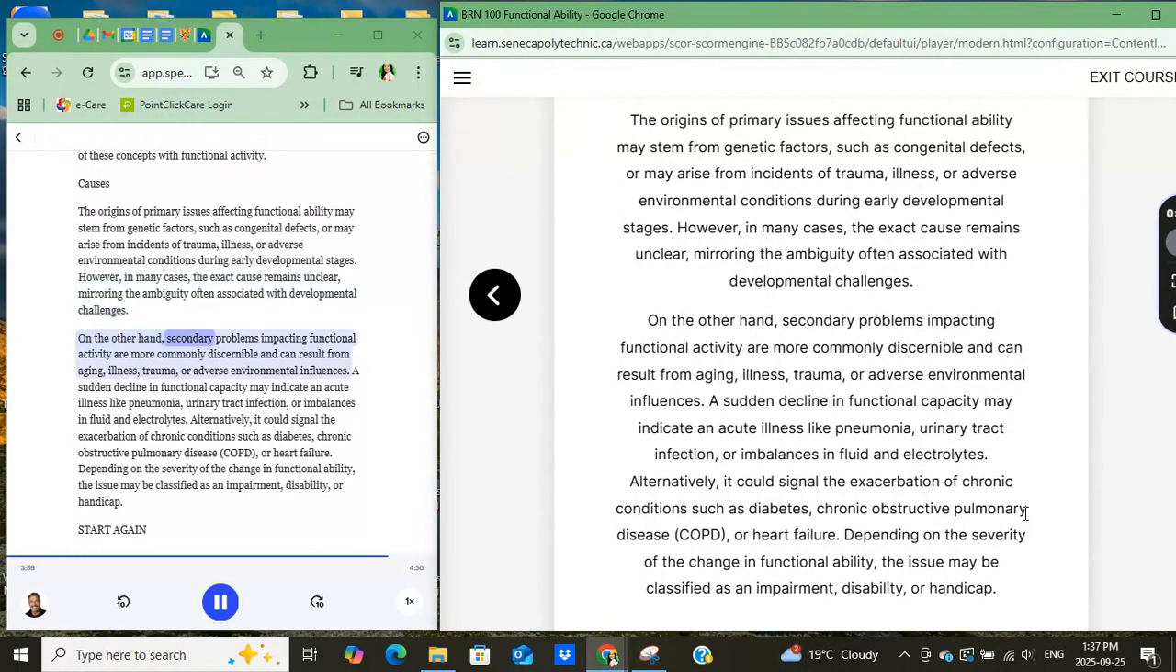On the other hand, secondary problems impacting functional activity are more commonly discernible and can result from aging, illness, trauma, or adverse environmental influences. A sudden decline in functional capacity may indicate an acute illness like pneumonia, urinary tract infection, or imbalances in fluid and electrolytes. Alternatively, it could signal the exacerbation of chronic conditions such as diabetes, chronic obstructive pulmonary disease (COPD), or heart failure. Depending on the severity of the change in functional ability, the issue may be classified as an impairment, disability, or handicap.